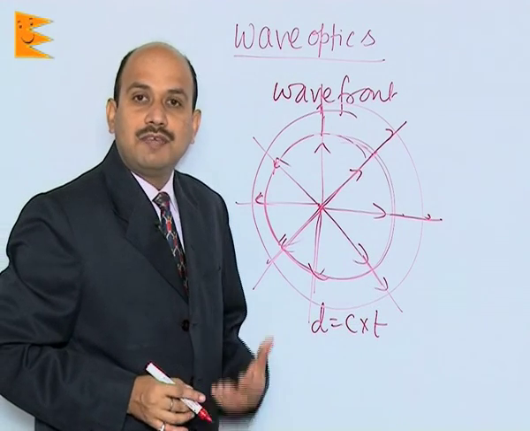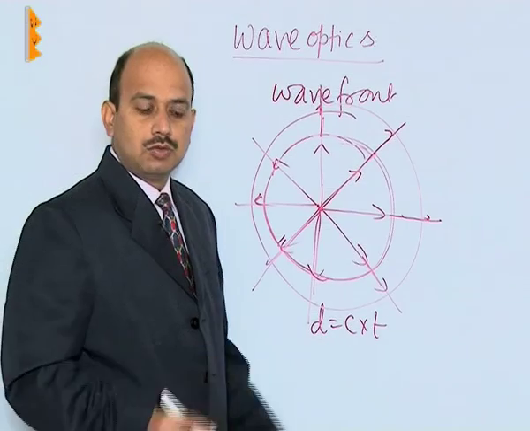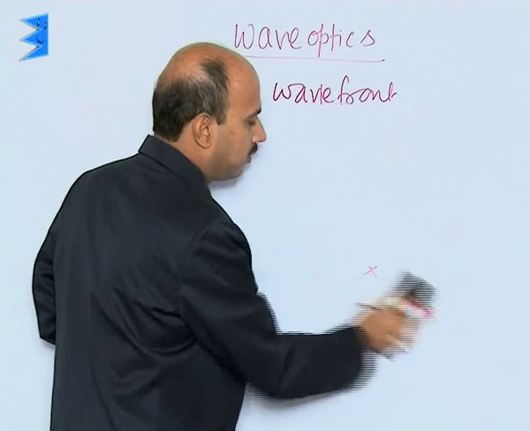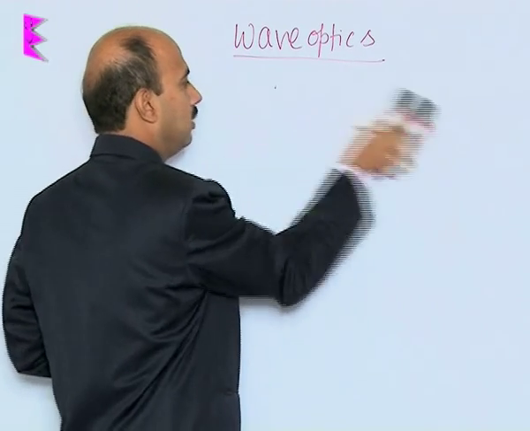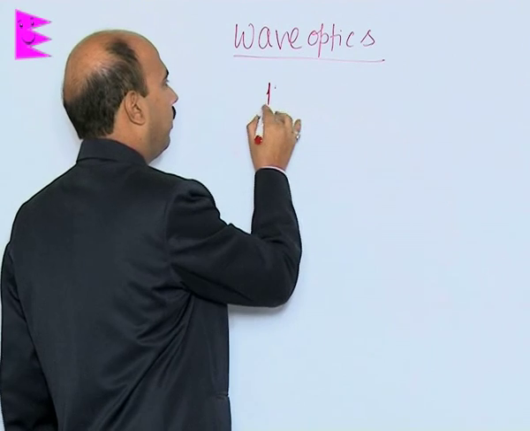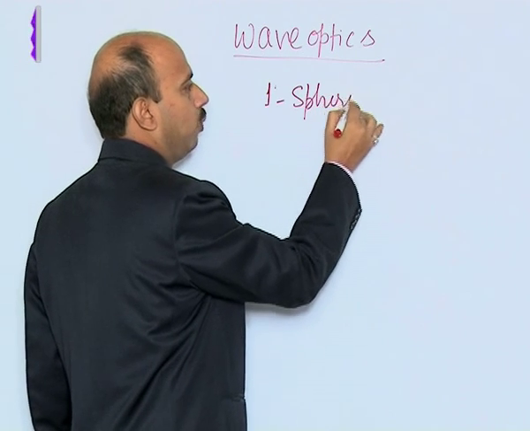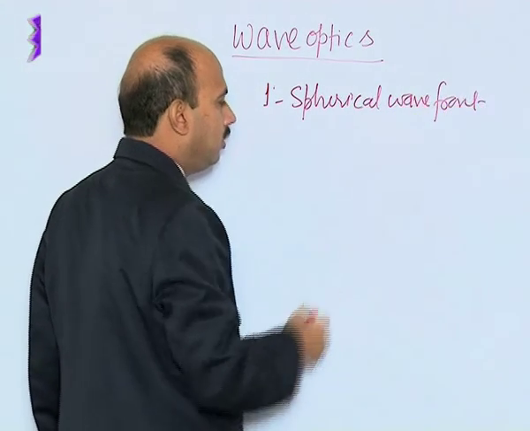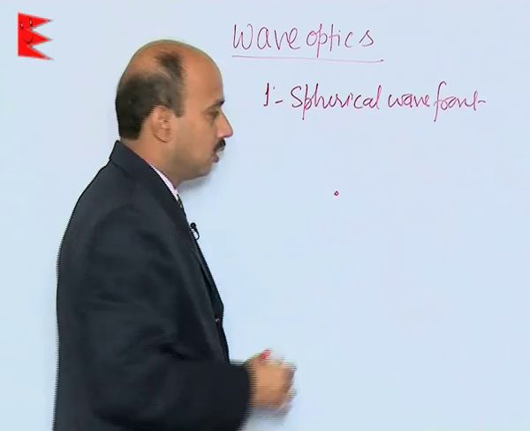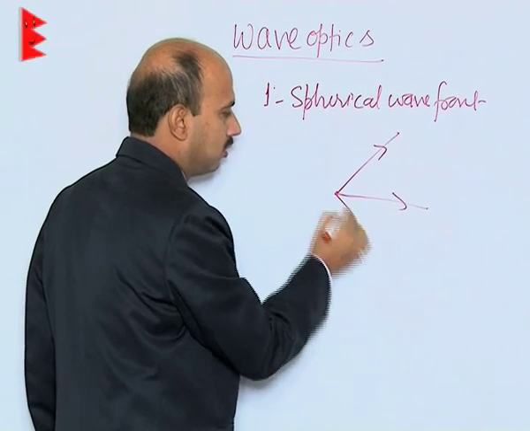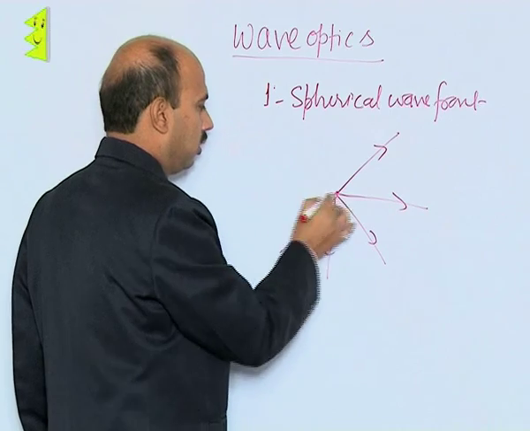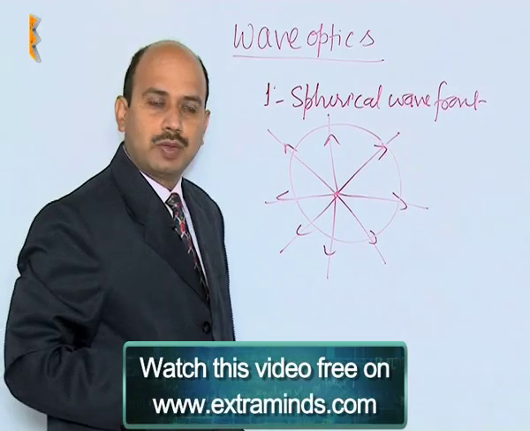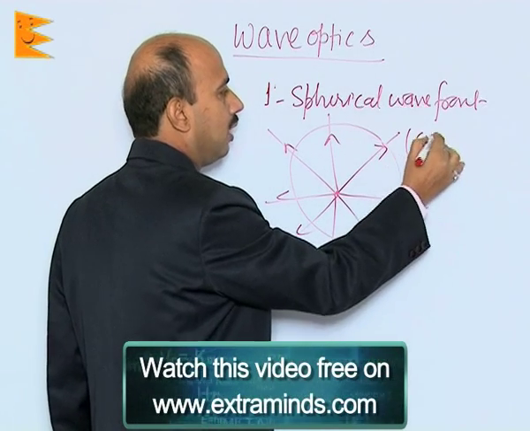Now, we will see different kinds of wavefront. The first one we will discuss is the spherical wavefront. Here the source of light is a point and the radiations are like this. This type of wavefront is known as a spherical wavefront. In short, it is written SWF.